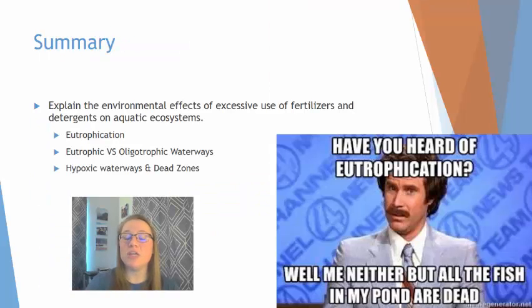Now, in summary, you should be able to explain the environmental effects or consequences of the excess use of fertilizers and detergents on aquatic ecosystems. Essentially, these things lead to eutrophication. You should be able to describe the difference between eutrophic and oligotrophic waterways and how hypoxic waterways can become dead zones.